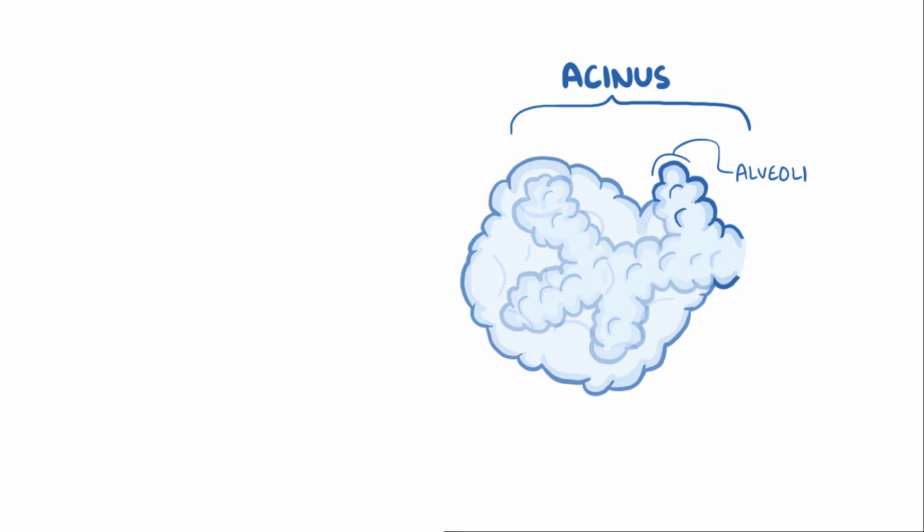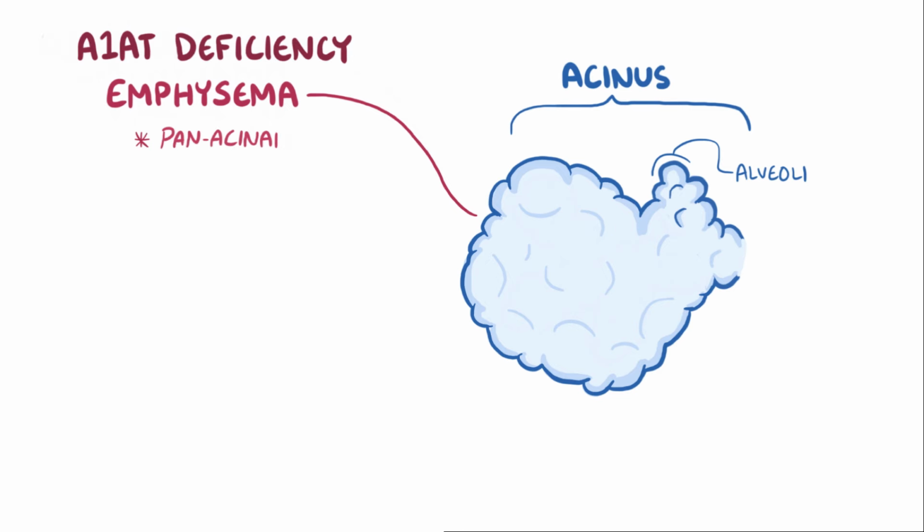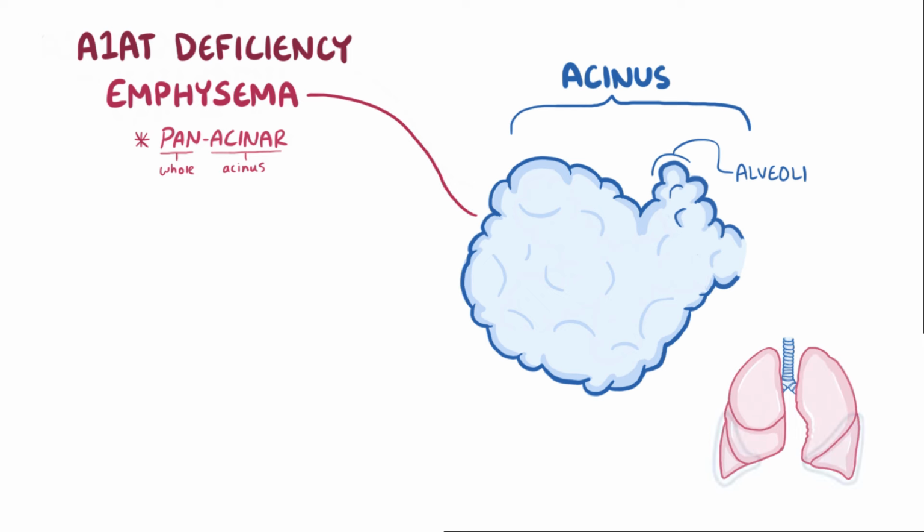Zooming out a bit and looking at the acinus, which is a bunch of alveoli, it just turns into one big cavity. This destruction and enlargement of the air spaces is called emphysema. It turns out that emphysema can develop in a couple different ways, and alpha-1 antitrypsin deficiency causes pan-acinar emphysema, meaning the whole acinus is affected, and it also tends to affect the lungs' lower lobes the most.